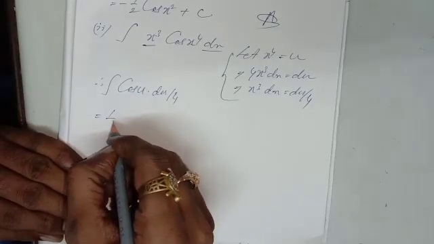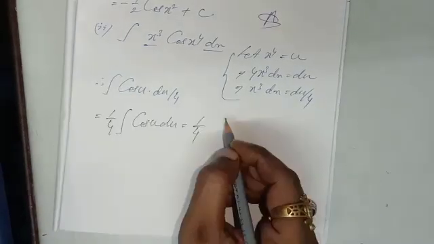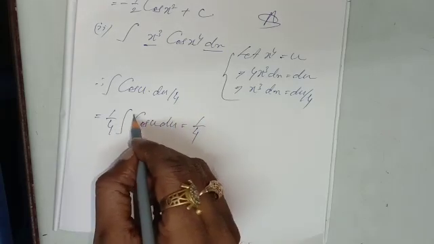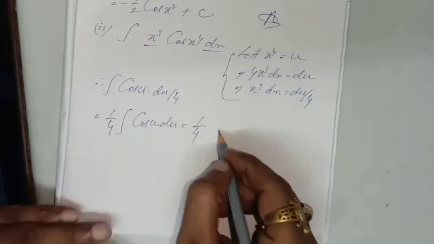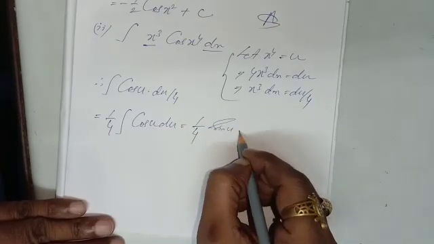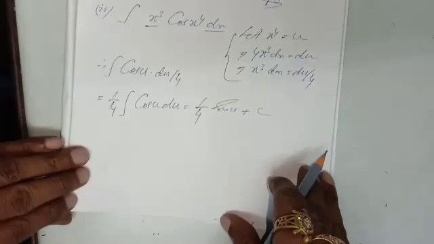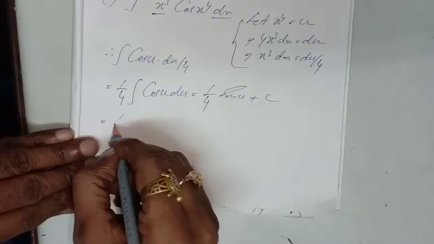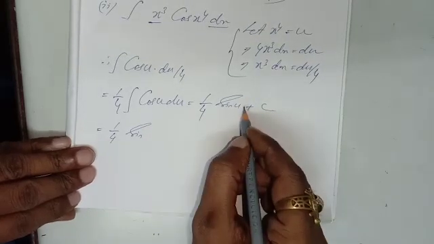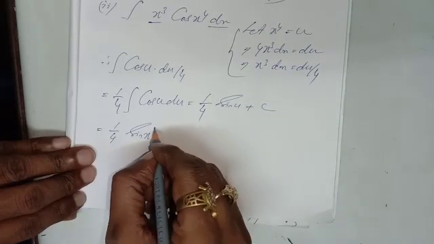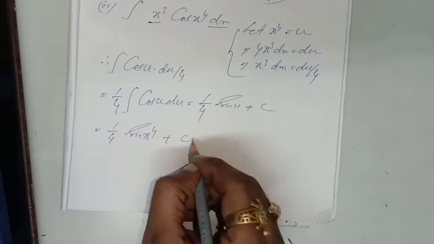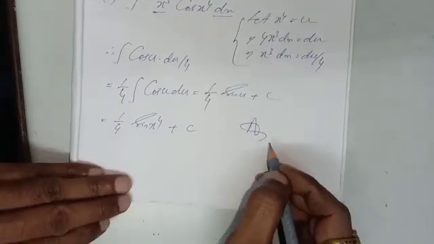1 by 4 you take outside. Integration cos u du. So, what is the integration of cos u? That is sin u plus c, integration constant. So, what is the final answer? Final answer is 1 by 4 sin u. We have taken u as x to the power 4, so you have to replace u as x to the power 4. 1 by 4 sin x to the power 4 plus c. C is the integration constant, and this is the answer.